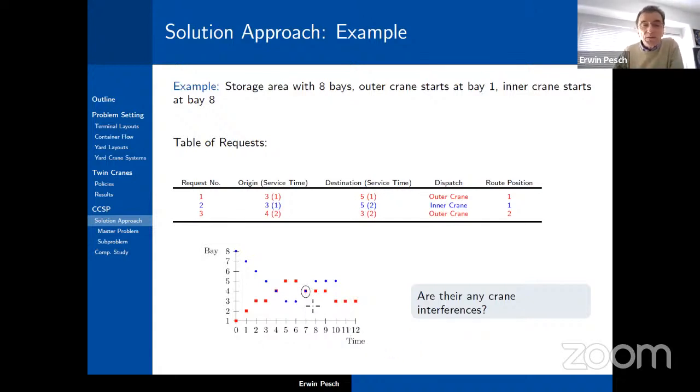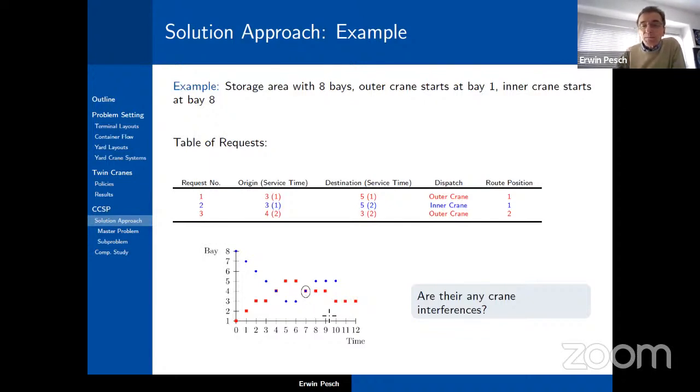In this situation, it is totally different. Here, the outer grain arrived at time 7 to bay 4 and started working in bay 4, dropping off the container, which takes 2 time units. At the same time, the inner grain would like to cross this bay 4 because the inner grain is carrying a container from bay 3 to bay 5. So this is not possible. The inner grain cannot go under the outer grain as long as the outer grain is working in a bay.